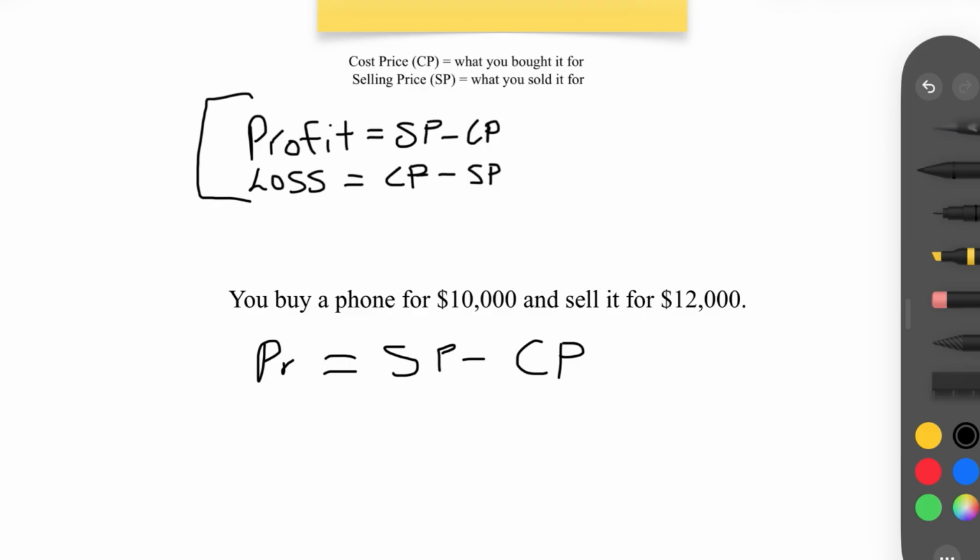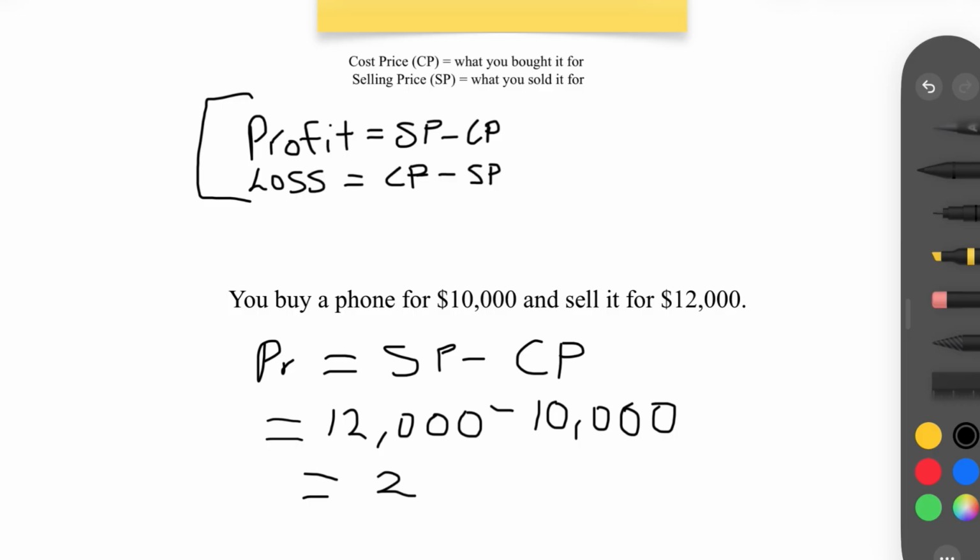So it says that we bought it for 10,000. So for the cost price, it would be 10,000 right here. And you sell it for 12,000, which is our selling price, which would be 12,000 right here. And now we just whip that into shape, which is obviously $2,000. So that would be the profit made. So $2,000 would be the profit made, and it's that easy.